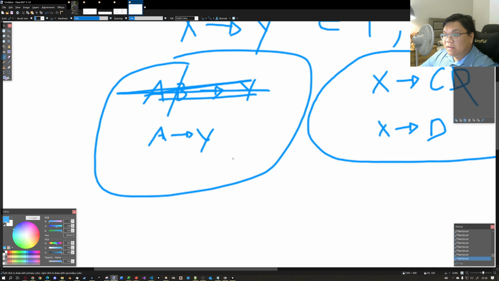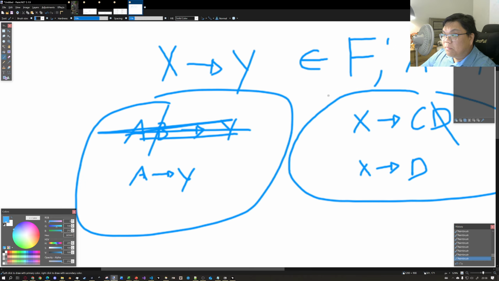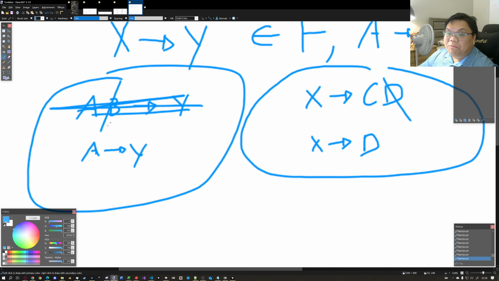And in the case of this one, because A already determines Y, it's redundant to add anything new here. So A, B determines Y is redundant. I think we need a little bit more information to be able to infer that A, B determines Y, though.